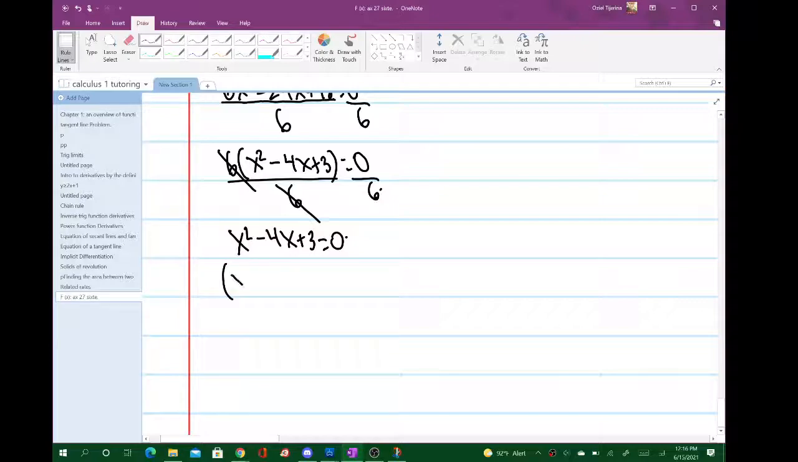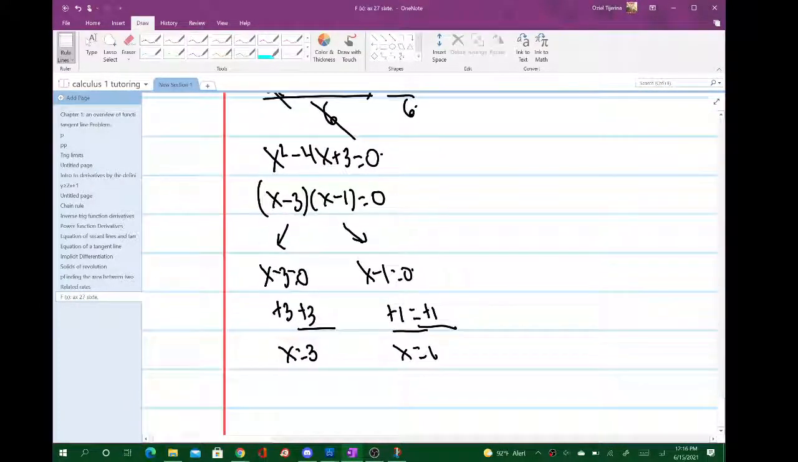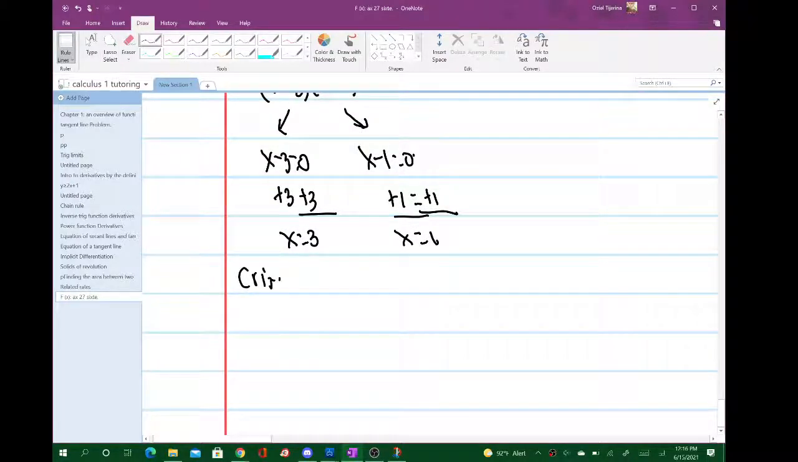If you know how to factor, you would get x minus 3 times x minus 1 equals 0. That means we have x minus 3 equals 0, or x minus 1 equals 0. So then by the zero product property, we solve each one for x. We have plus 3 on both sides, x equals 3, and for the other one, plus 1 on both sides, we get x equals 1. Now, those are the critical points. The critical points are x equals 3 and x equals 1.